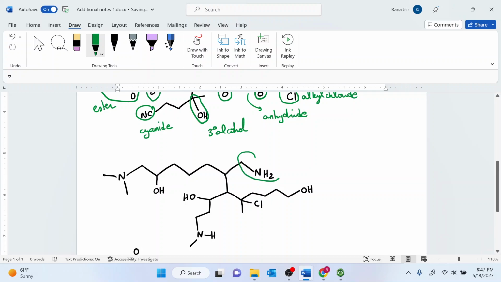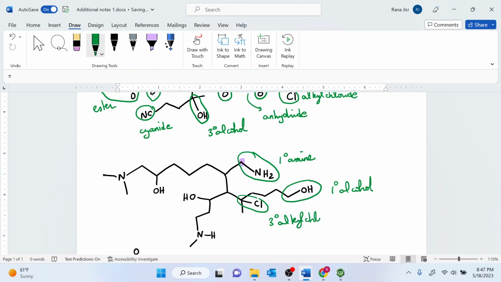My primary amine. Primary because the nitrogen is connected to one carbon. This is why. And then I have my primary alcohols. I have my tertiary alkyl chloride. This is going to be my secondary amine. It's secondary because the nitrogen is connected to two carbons.